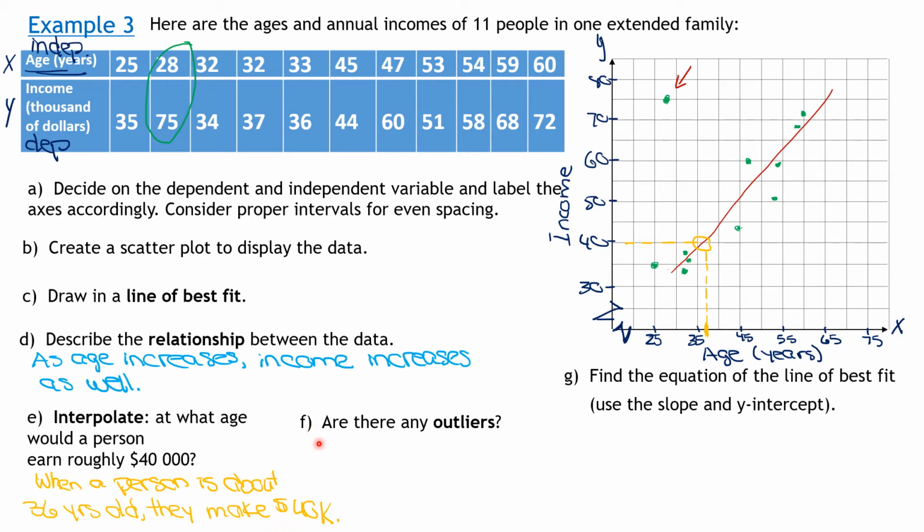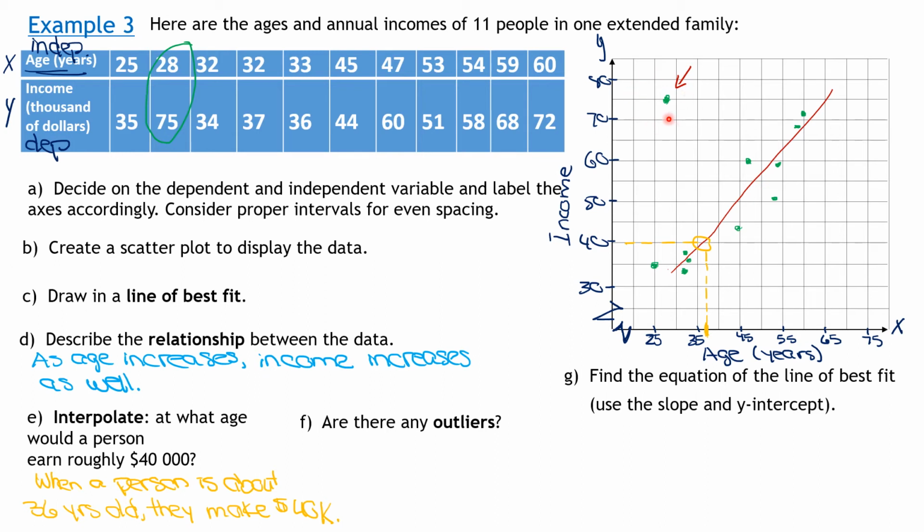Okay. Next, are there any outliers? Here we go. This is where we're going to talk about this point up here. This is an outlier. An outlier is another one of your vocabulary words. So an outlier is a point that lies outside of the data. So it's way up here. This 28-year-old person is making $75,000, which is more than anyone else in their extended family is making. Even the person who's been possibly working the longest is making $72,000. This 28-year-old, I don't know what his or her job is, but that's an outlier.